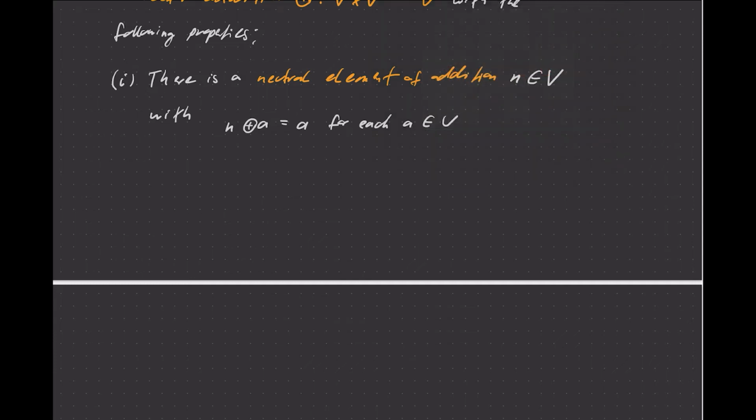Now, let's try to apply this to the vector space R to the n. What is the neutral element in R to the n? Well, of course, that is a vector that has zeros in every component. Right? So the neutral element is the all zeros vector, that here. That is called the zero vector. Adding this to any other vector will not change the vector. That's the neutral element.